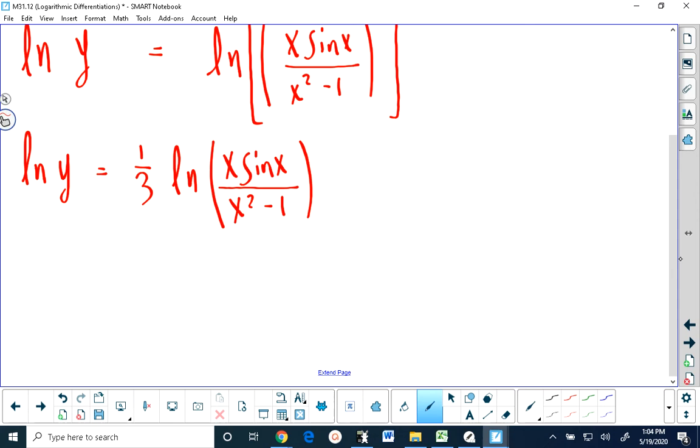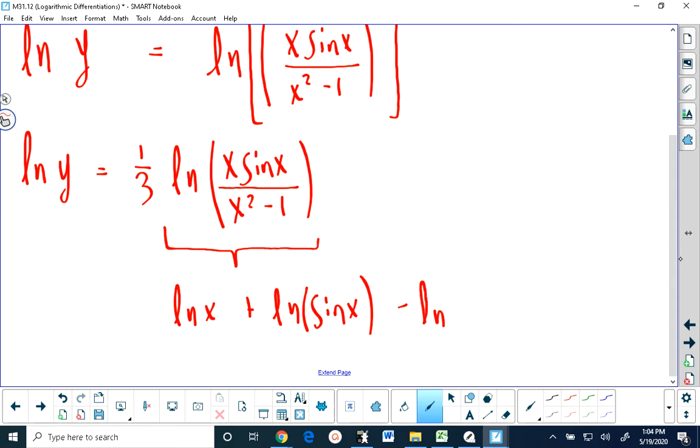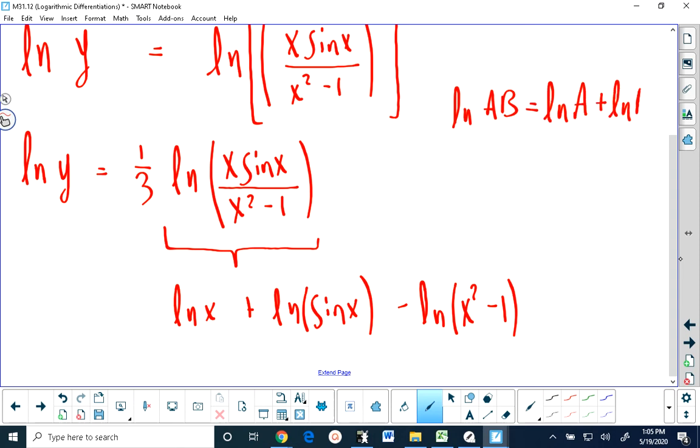What I'm about to do is rewrite this natural logarithm of all this stuff in the argument as the natural logarithm of x plus the natural logarithm of sine of x minus the natural logarithm of x squared minus 1. I'm using my product and quotient rules for the logarithm. The logarithm of a quotient is the logarithm of the numerator minus the logarithm of the denominator. And the logarithm of a product is the sum of the logs. So the natural logarithm of AB equals the natural logarithm of A plus the natural logarithm of B. The natural logarithm of C over D equals the natural logarithm of C minus the natural logarithm of D.